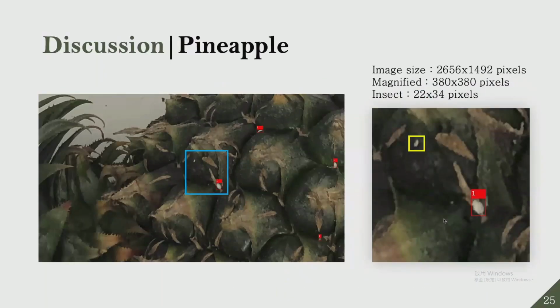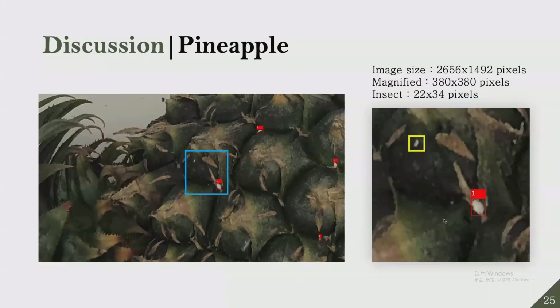In this stage, I'm going to talk about the model performance. The first part is pineapple. Look at the upper left part: the image size and the magnified. The image size means the left image, and the magnified means the right image.